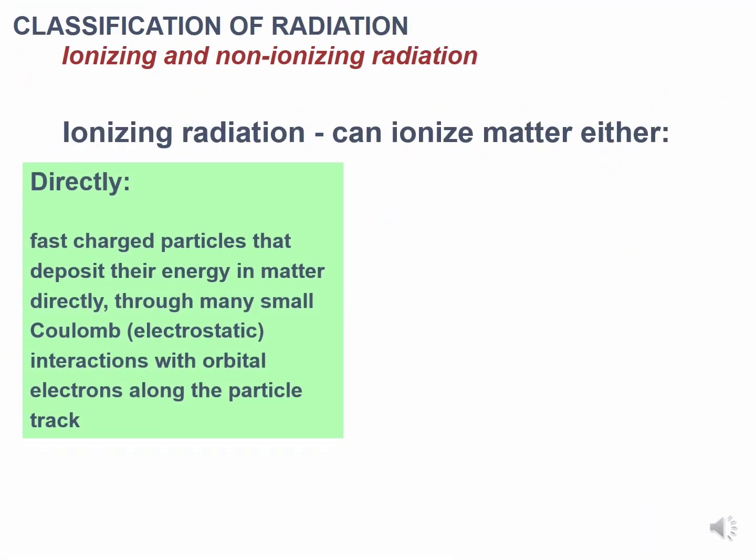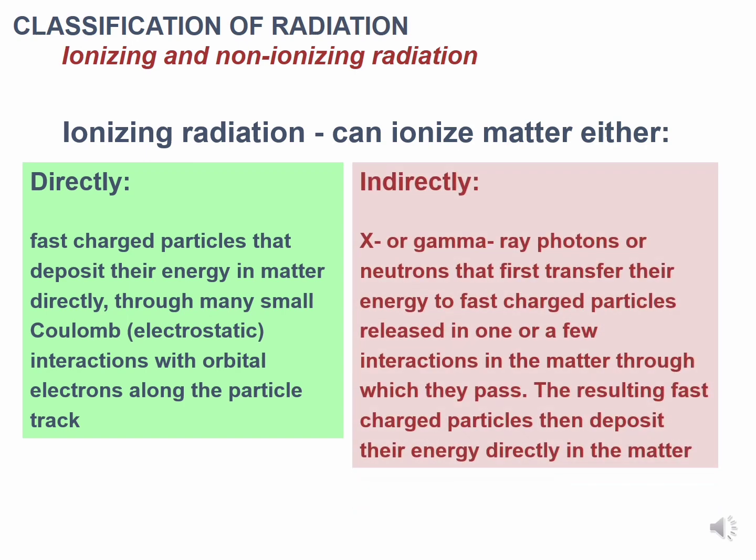Electromagnetic radiation with sufficient energy to remove electrons is called ionizing radiation, which we are particularly interested in in the field of diagnostics, since it includes X-rays and gamma rays. Ionizing radiation can directly ionize matter by fast charged particles through electrostatic interactions with orbital electrons along the particle track, and indirectly through the uncharged particles such as X-rays, gamma rays, and neutrons that transfer energy to fast charged particles, which then directly ionize the matter.